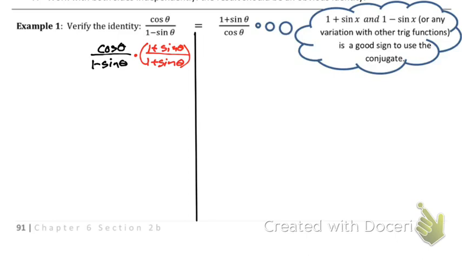Most of the time, not every time, we might not even need to distribute this cosine, so I'm going to wait to see if I even need to distribute it. So I'm going to leave that on the outside. I'm not going to distribute it. I'm just going to write this as cosine theta times 1 plus sine theta on top. And the reason why I'm leaving that, this is a minus b times a plus b, which is going to give me 1 minus sine squared theta.